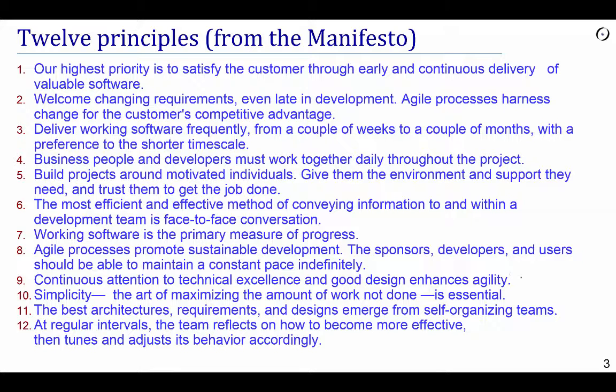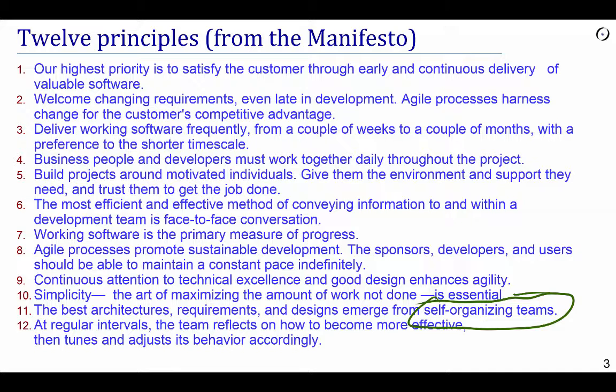9, technical excellence. Emphasis on making things right, on doing things right, and on having good design and high quality code. 10, simplicity, which is defined here as the art of maximizing the amount of work not done, we'll come back to that, is essential. So emphasis on finding the simplest possible solutions. 11, the best architectures, requirements, and designs emerge from self-organizing teams. So the idea is that we should not over-manage developers, but we should trust them to organize themselves. And of course, these are all points to which we're going to go back throughout this course.